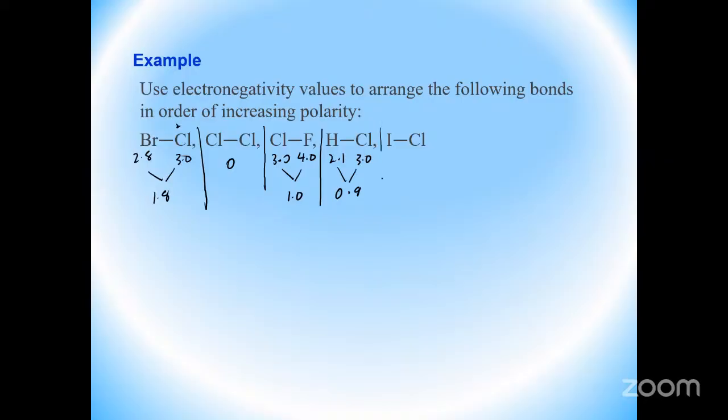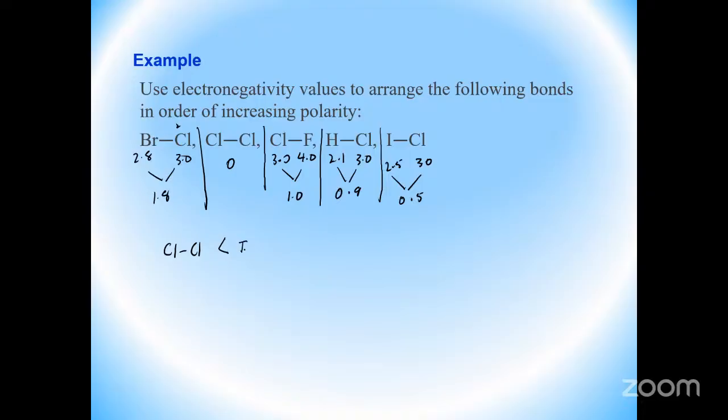And then the final one is iodine to chlorine. Okay, so iodine is 2.5 and chlorine is 3.0. So the difference between them is 0.5. All right. So basically all we have to do now is arrange them in order of the lowest difference to the highest, right? So obviously the lowest one will be the chlorine, right? And then which one is next in line?